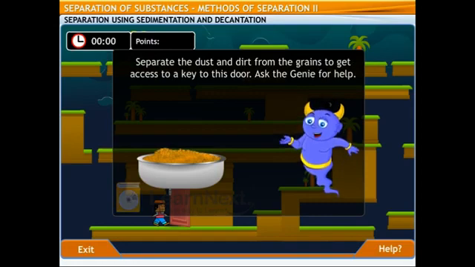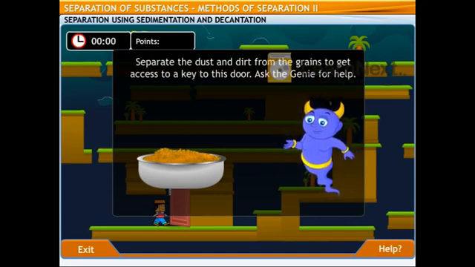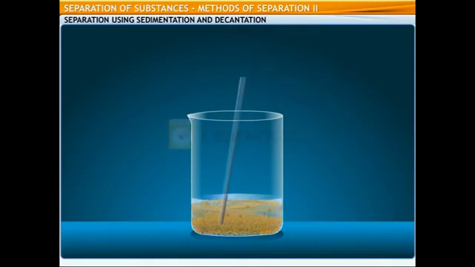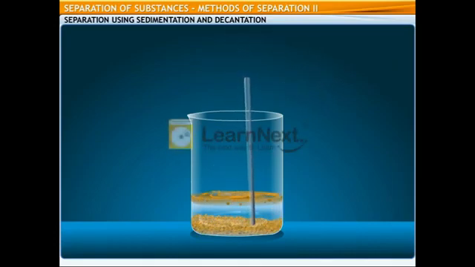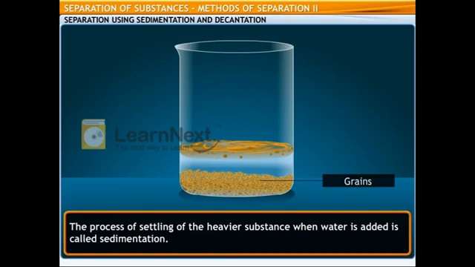Hello. So you need help separating the dirt and dust from the grains in this bowl. For this, we have to use methods called sedimentation and decantation. Let me demonstrate. When water is added to the grains, the dust and dirt mixed with the grains dissolves in the water, making it muddy. Thus, the dirt and grains are separated. The grains settle at the bottom because they are heavier than the water mixed with the dirt. This process of the settling of heavier substance is called sedimentation.